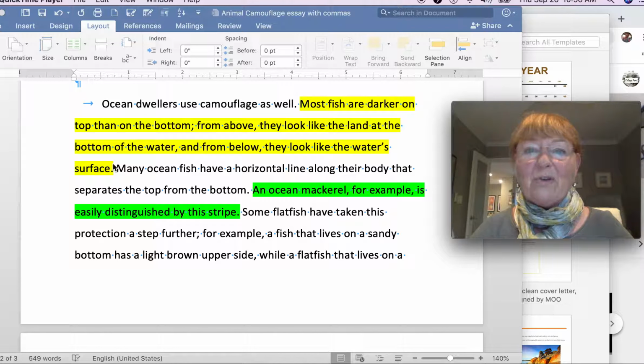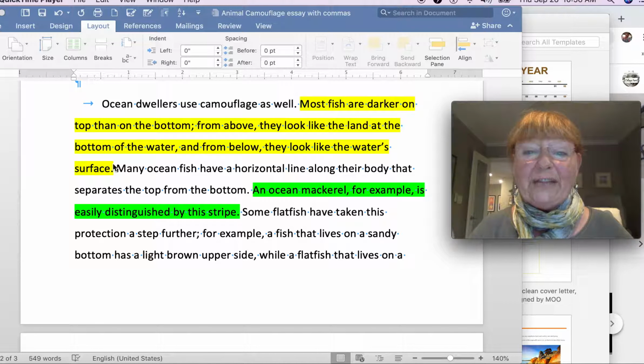In yellow here, most fish are darker on the top than the bottom. That's a semicolon there after the word bottom. A semicolon, with a dot on top and a comma underneath, separates two main clauses. You could also use a comma and say and, but another way to do it is to use a semicolon. So most fish are darker on the top than on the bottom. Okay, semicolon. That's the first main clause.